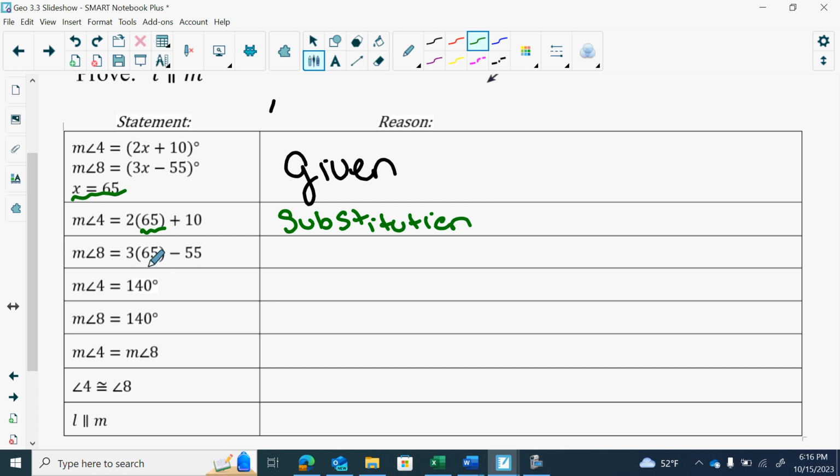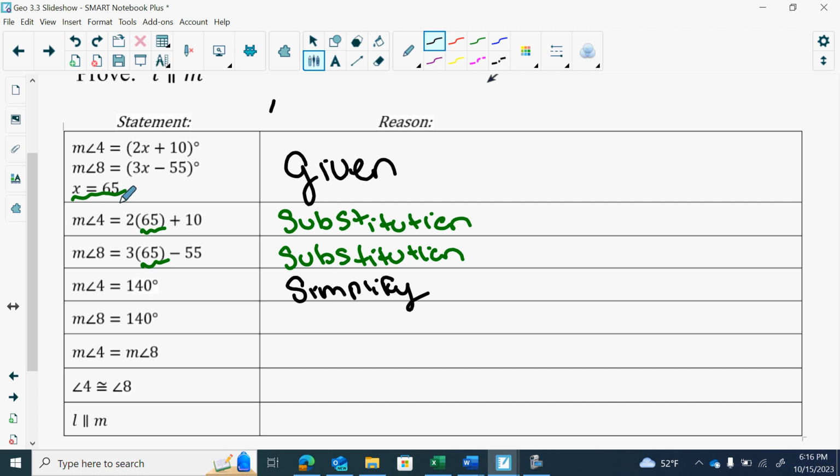So we got substitution there, and we're also going to have substitution right here. Something we are allowed to do because, again, it was given. I told you what it was in the first statement. All right. So now, by doing some quick simplifying here, 2 times 65 is going to be 130. 130 plus 10 is 140. So we could say in our next step, by simplification, we now know that the measure of angle 4 is equal to 140.